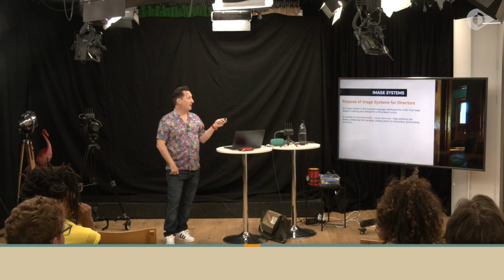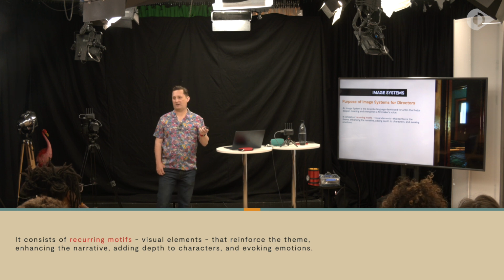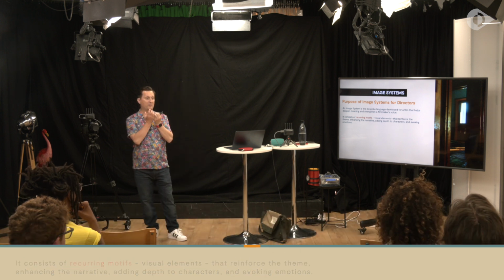It consists of recurring motifs. So these are visual elements that reinforce the theme, enhancing the narrative, adding depth to character, and evoking emotions. The theme is a big thing here. So once you know what your film is about, that's the stuff that you can use to build your visual language. Okay? It's the meaning underneath your visual language.